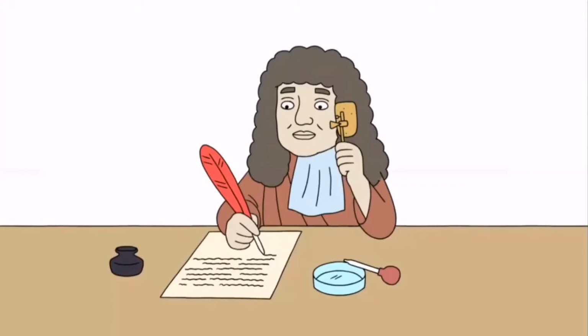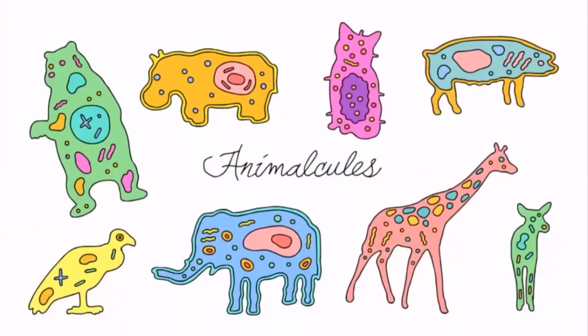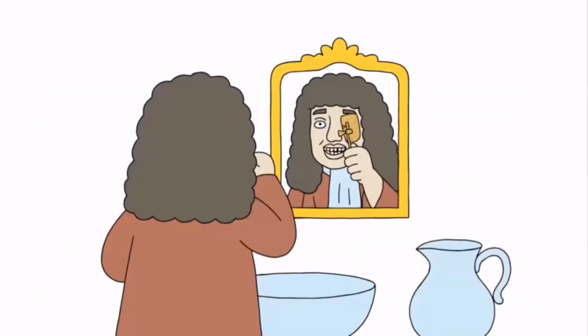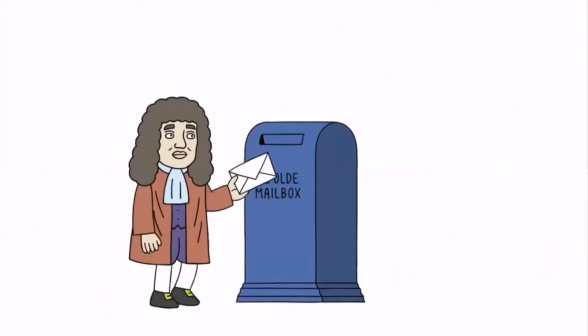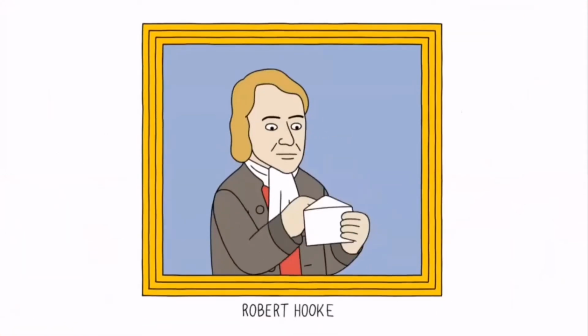When he wrote about his discovery, he didn't call them bacteria as we know them today, but he called them animalcules because they looked like little animals to him. While Leeuwenhoek was staring at his teeth gunk, he was also sending letters to a scientific colleague in England by the name of Robert Hooke.